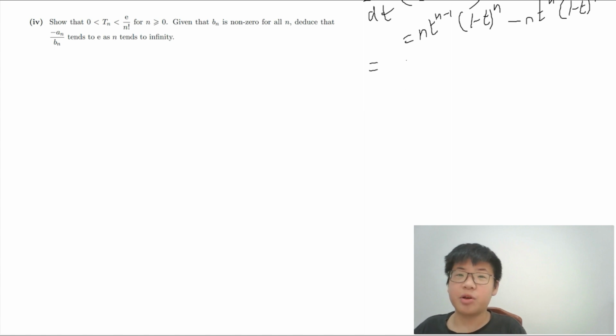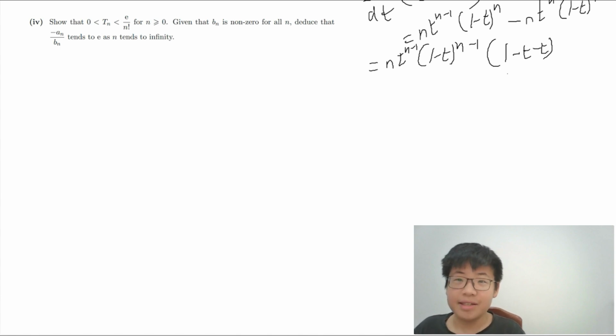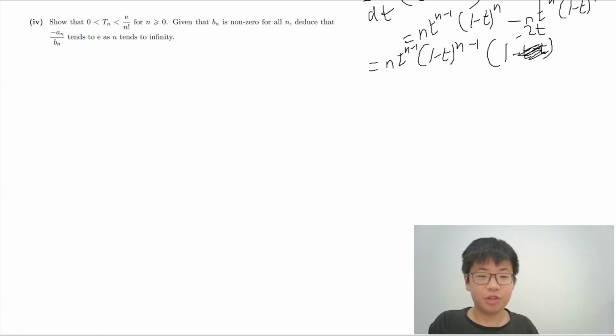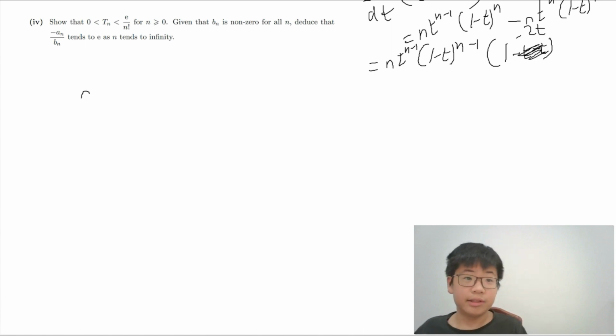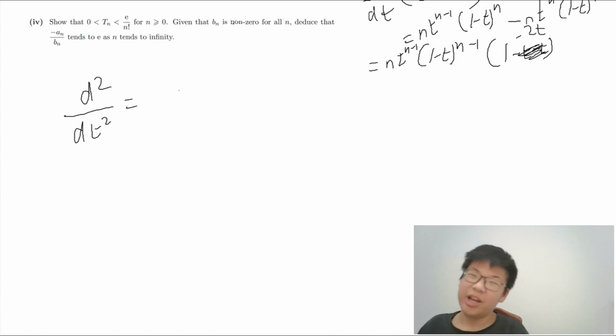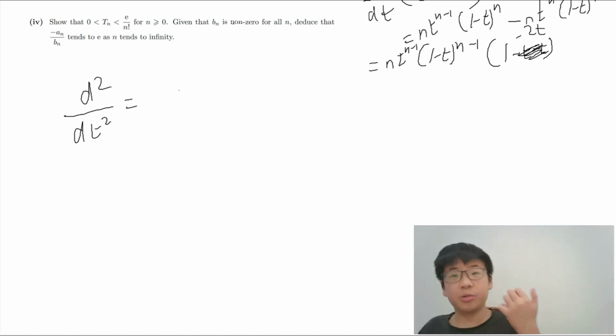And just in case we will have to simplify it, so n t^(n-1)(1 minus t)^(n-1)(1 minus t), and then this can be simplified to 1 minus 2t. Now, we will have to use this simplification later on. Now, we have to find the derivative of this, since it's the second derivative, not the first derivative. So d squared over dt squared equals, so we use the unsimplified variant, and now we have a double product rule. How? Simply, how do we do this?